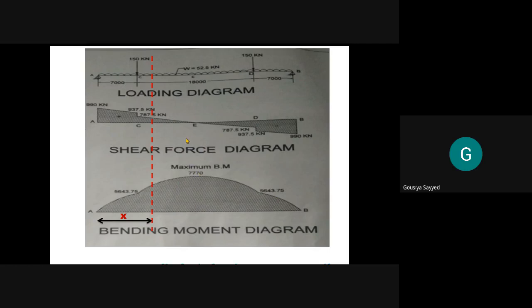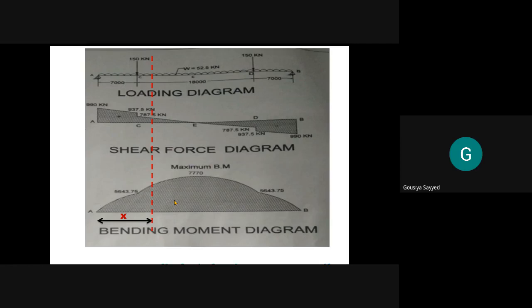Here, as we know, the bending moment is maximum at the center, and it reduces towards the support, and it becomes 0 at the support. So the maximum is 7770 at the center, and it goes on decreasing and becomes 0 at A. As we know, there is no need to provide the same flange thickness throughout the section of this plate girder. In this case, we go for curtailment of flange plate.